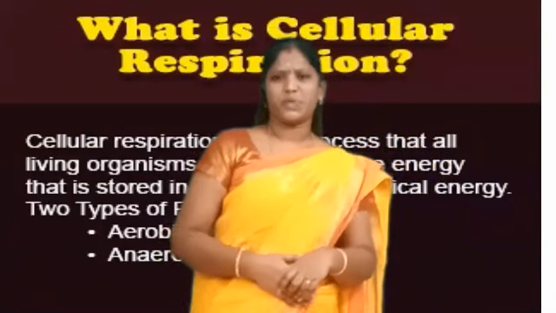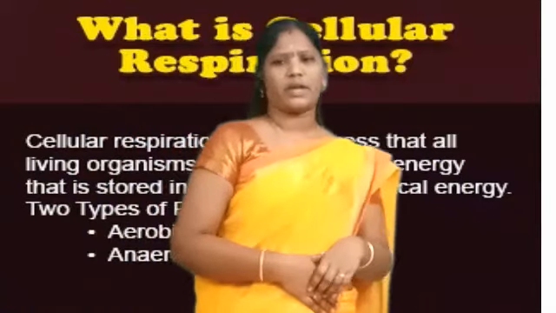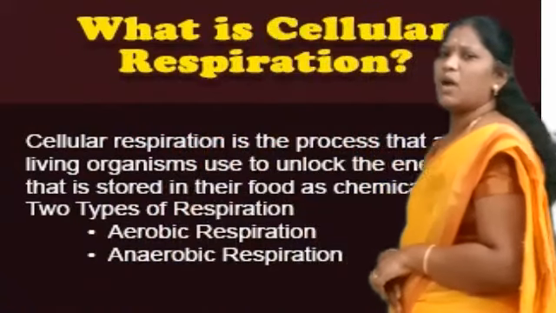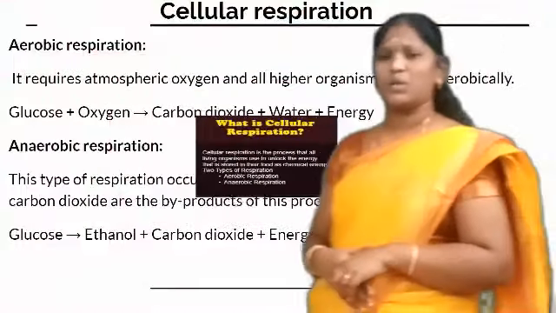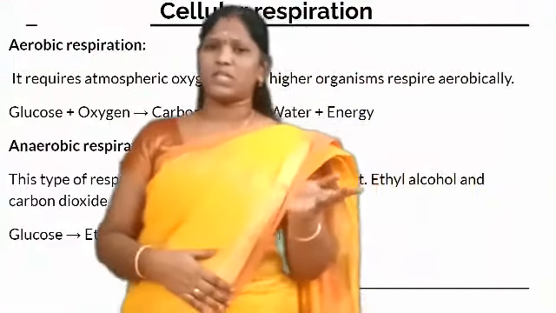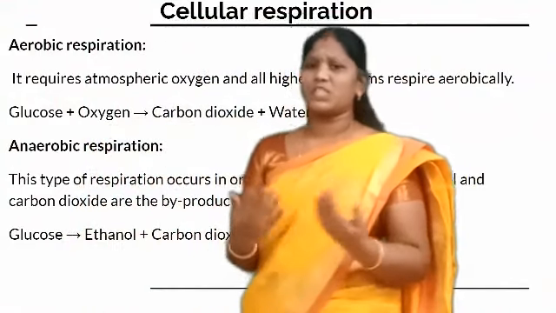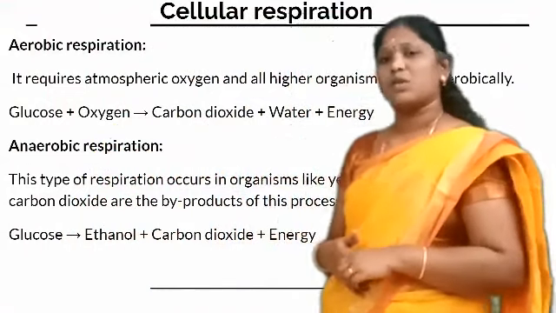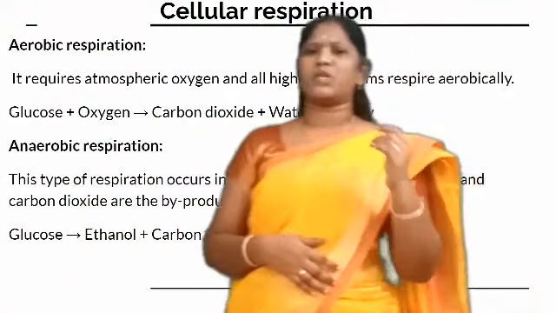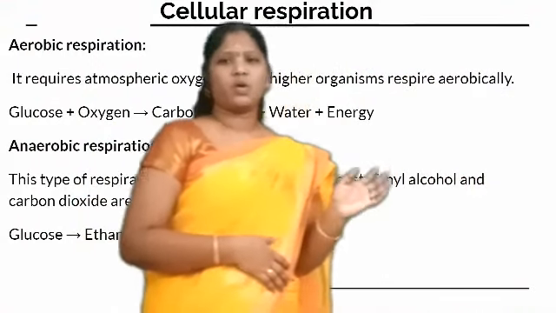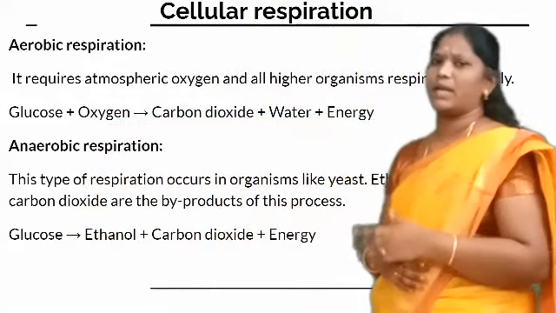What is cellular respiration? Cellular respiration is a process that all living organisms use to unlock the energy that is stored in their food as chemical energy. Two types of respiration: one is aerobic respiration, another one is anaerobic respiration. What is aerobic respiration? This requires oxygen to respire. So all organisms respire aerobically. This is the equation of aerobic respiration: glucose plus oxygen gives rise to carbon dioxide, water and energy.